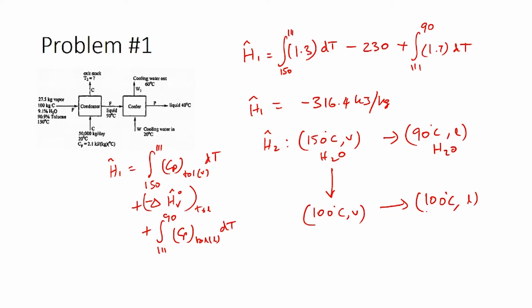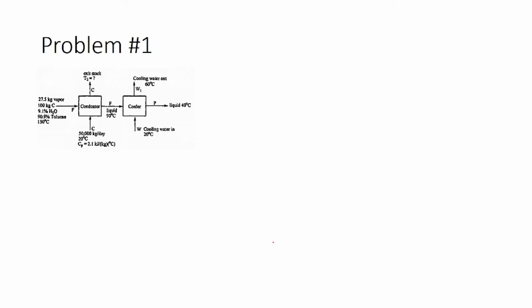So, there is a condensation reaction, condensation process, and from here it is further cooled to get 90 degrees Celsius and liquid water. So, the first step is delta T, second step is delta phi, and the third step is delta T. So, this is the process we can build. So, using this we would again be able to calculate the H2 cap.